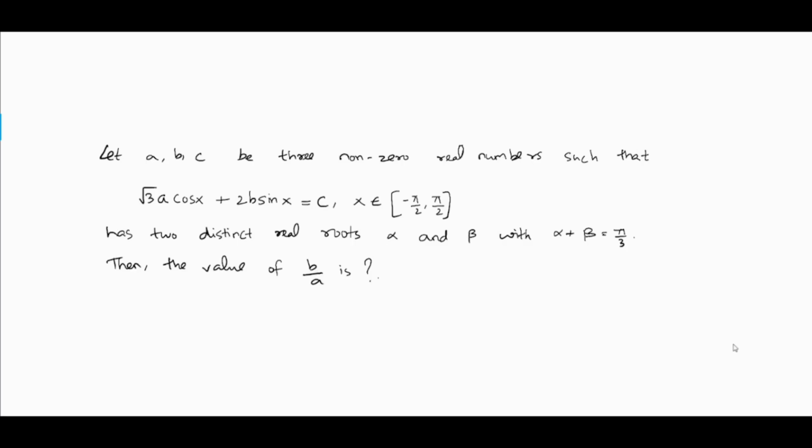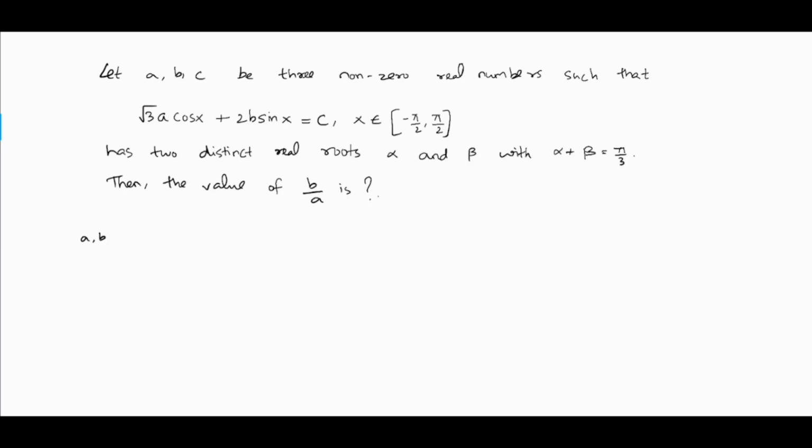I'm back with another trigonometric question, and this is Trigonometric Series. Here's the question. Let A, B, C be three non-zero real numbers such that the equation has two distinct real roots, alpha and beta, such that we have another condition, alpha plus beta is equal to pi by 3. And then we are supposed to find B by A.